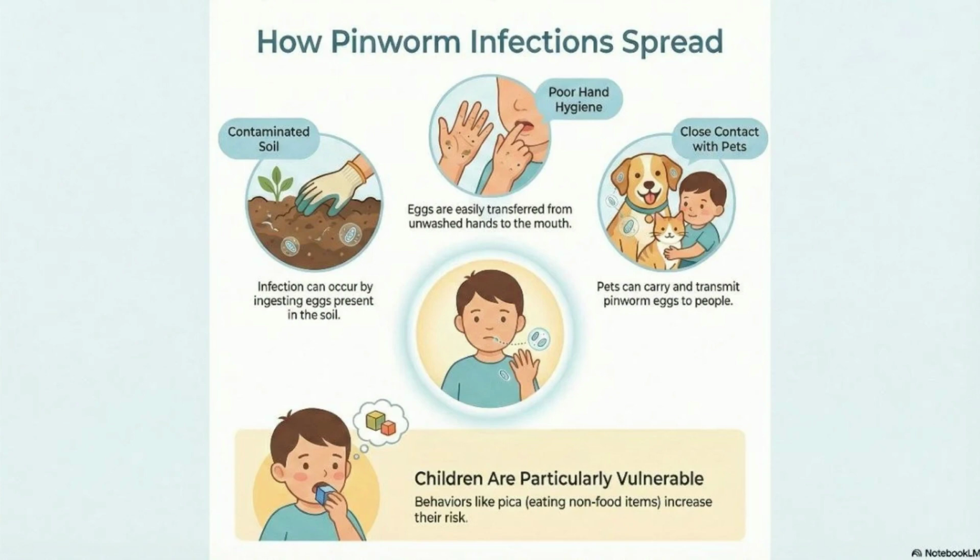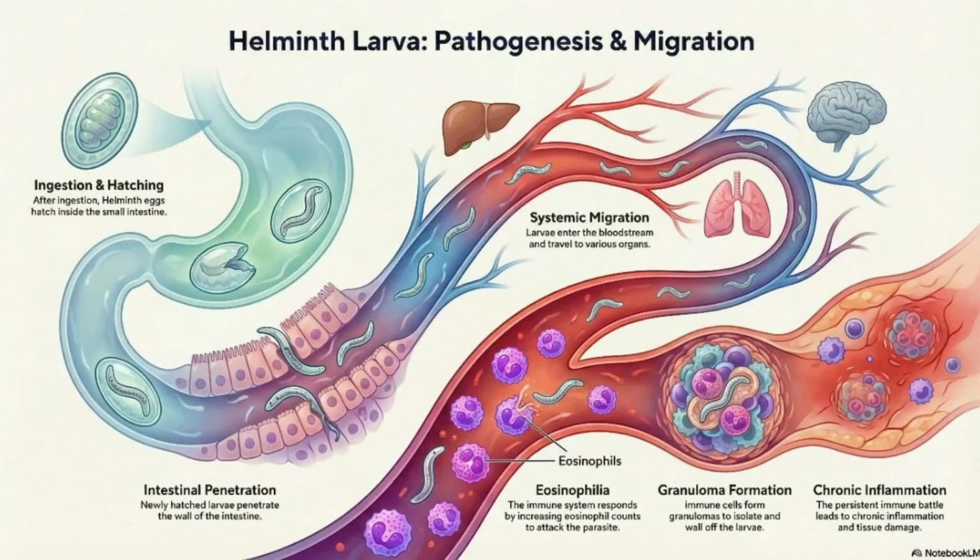Humans become infected by ingesting embryonated eggs, usually through contaminated soil, poor hand hygiene, or close contact with pets. Children are particularly at risk due to behaviors such as pica. After ingestion, eggs hatch in the small intestine. Then, larvae penetrate the intestinal wall. They migrate via the bloodstream to various organs. The immune system responds with eosinophilia, granuloma formation, and chronic inflammation.